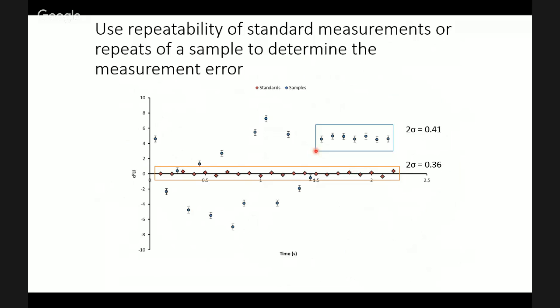You can do the same thing by repeatedly measuring a sample over and over again. Okay, and you get a similar kind of 0.4, in this case, per mil isotope ratio variability. Okay, so we can use multiple replicates to assess our precision.